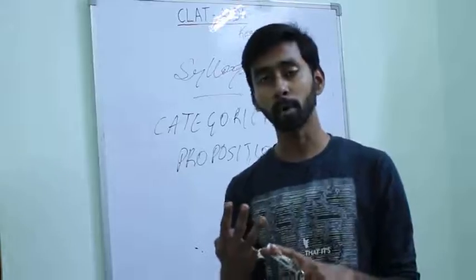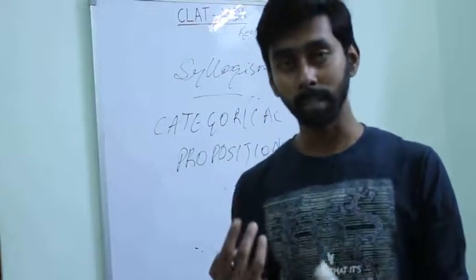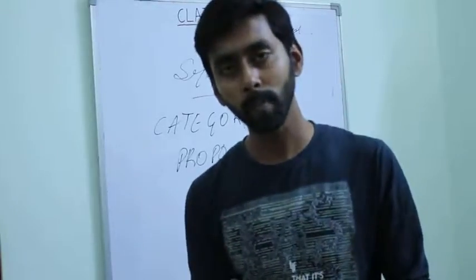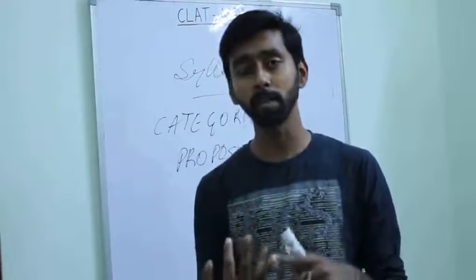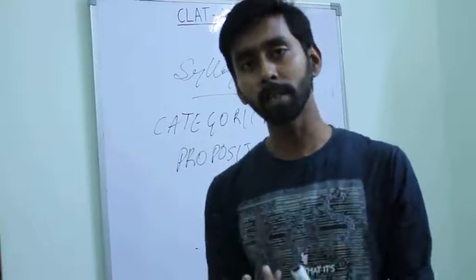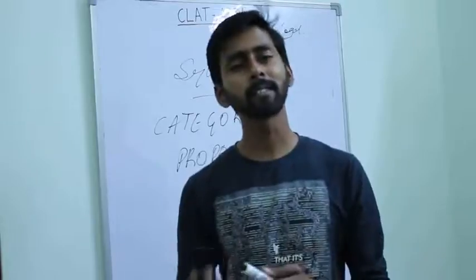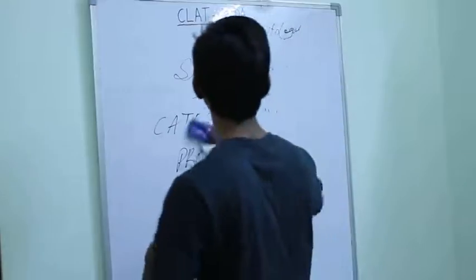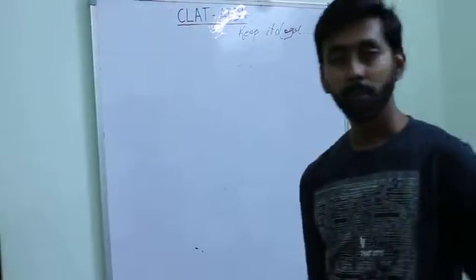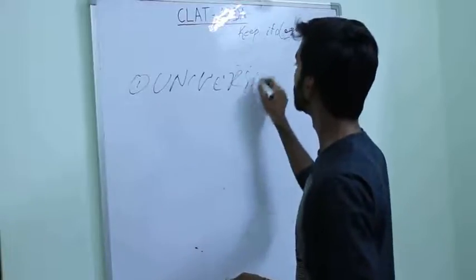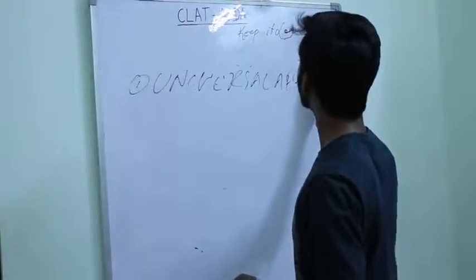What are the four kinds of categorical propositions? I will be discussing all of these in detail. The first one is universal affirmative proposition, the second is universal negative proposition, the third is particular affirmative proposition, and the fourth is particular negative proposition. Now let us discuss in detail what these propositions are. The first kind of categorical proposition is universal affirmative.